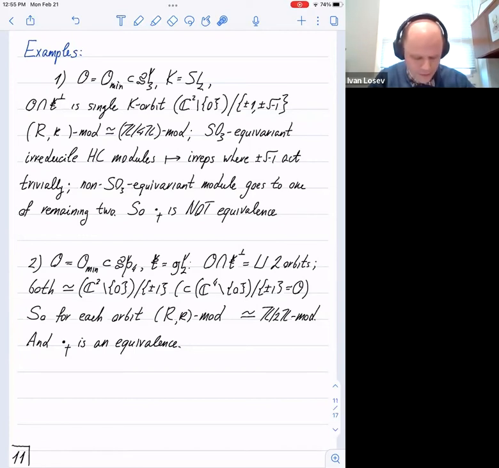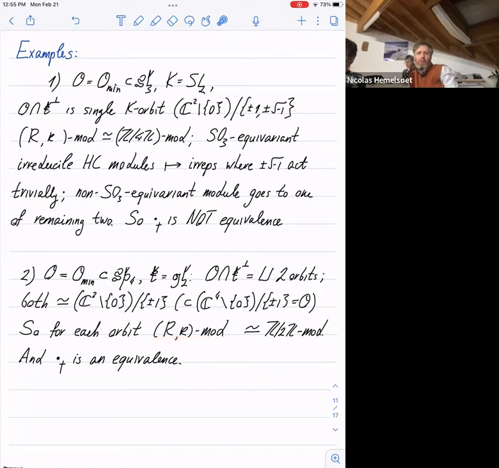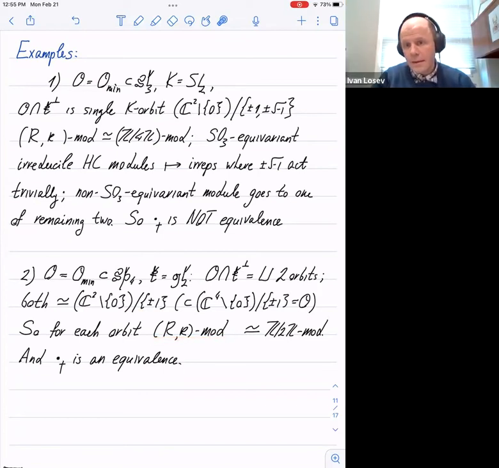On the other hand, when I have the minimal nilpotent orbit in SP4, then the intersection with K perpendicular is 2 orbits. So what is O? It's C4 remove origin, mod out by plus minus 1. And these K orbits are just 2 GL2 equivariant copies of C2 modulo plus minus 1. For each of the 2 orbits, my category of twisted equivariant representations is Z mod 2Z. And in this case, the restriction functor is an equivalence.